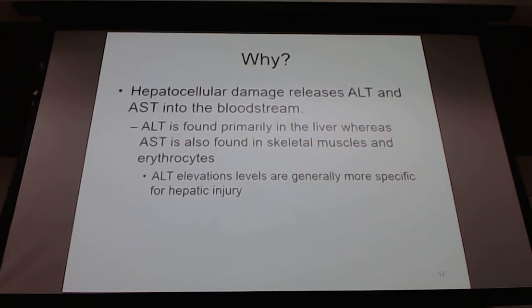So ALT is found primarily in liver, whereas AST is also found in skeletal muscle and erythrocytes. So what does that mean? ALT is more specific for hepatic injury. So we want to look at that a little bit closer when we're talking about the liver.